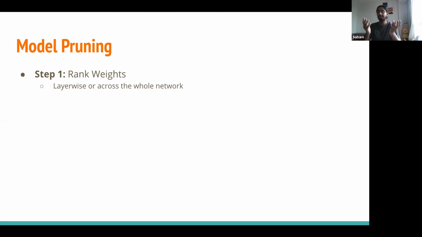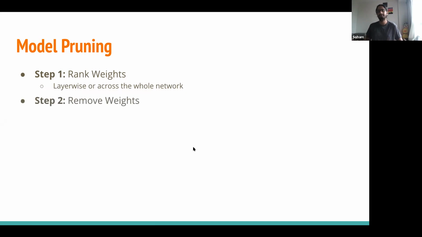We can do this ranking either layer wise or across the whole network. We can do this ranking basically for each layer, so that way we can set different pruning percentages for each layer. For instance, you might have a really huge dense layer, and you might want to prune that much more as compared to, let's say, the first convolutional layer in your network, because you don't want to lose a lot of information that the first layer is capturing. So that's how you can get variable pruning rates across your models as well.